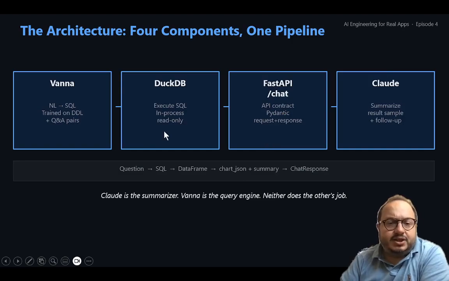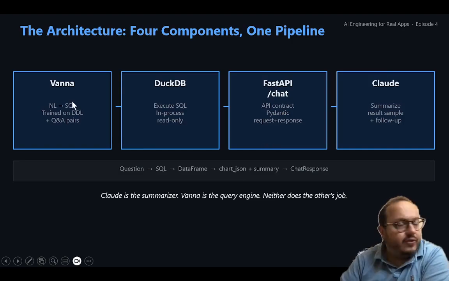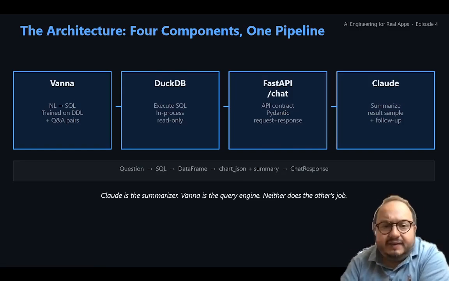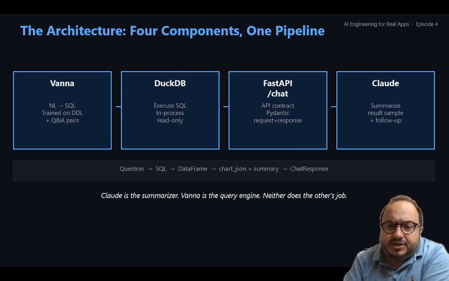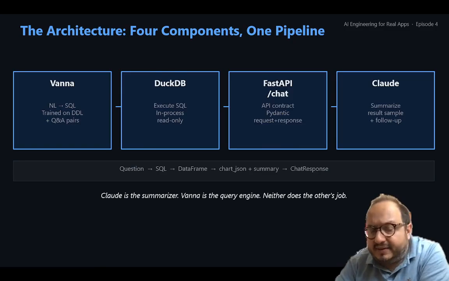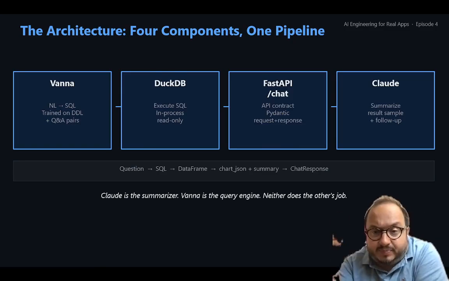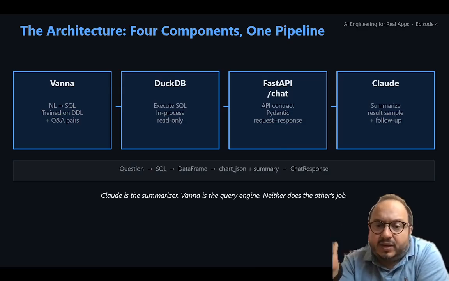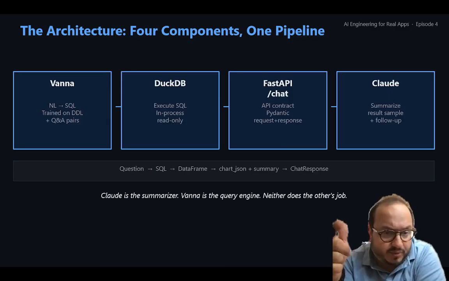The architecture has 4 components. First, Vanna. Vanna is an open source NL-to-SQL framework. You train it on your schema, DDL statements, and example question-to-SQL pairs, and it generates SQL from natural language questions using retrieval augmented generation. The training examples are stored in a vector index. When a new question arrives, Vanna retrieves the most similar training examples and includes them in the generation prompt.